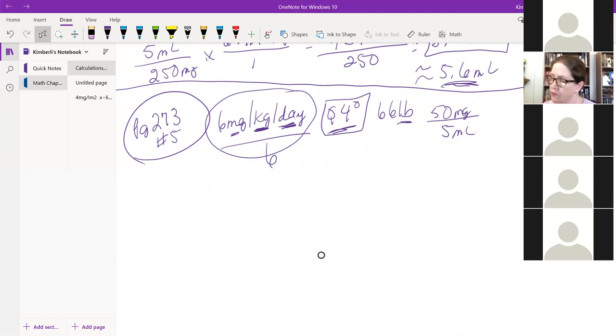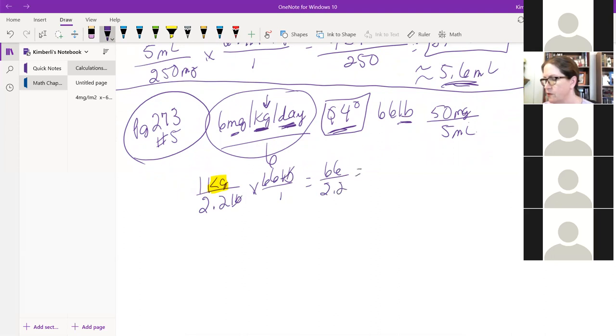Okay, so first of all, we've got to plug something in here. So let's change the pounds to kilograms. And 1 kilogram is 2.2 pounds because we want to start with kilograms. So I'm going to start with kilograms on top. And the patient is 66 pounds. So when we convert that, we have 66 divided by 2.2.